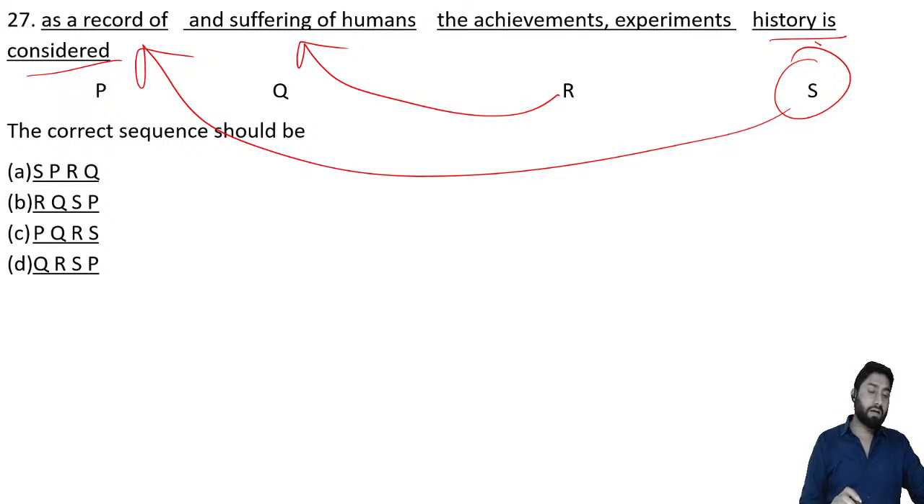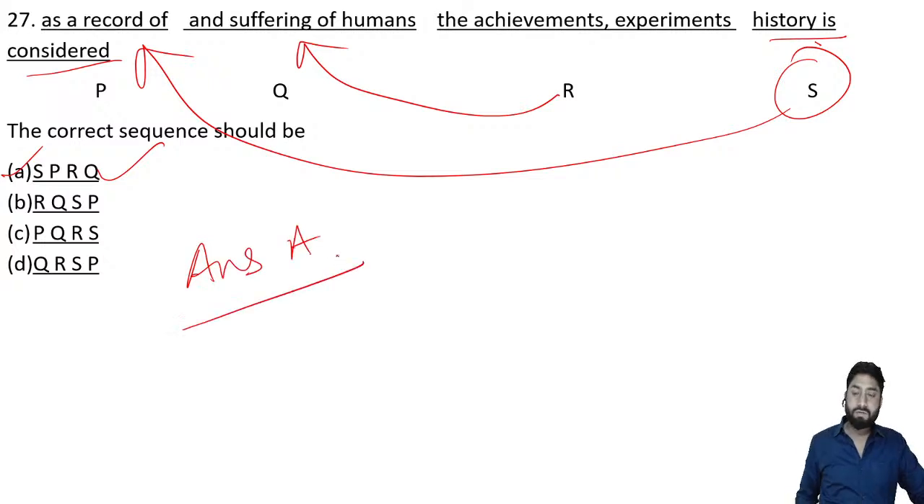So S and P and R and Q both are coming as a mandatory pair here. So S, P, R, Q. We're left with A option. 27. I think most of you must have marked A. So answer A. Okay, that's how it is, right? Let's move further.